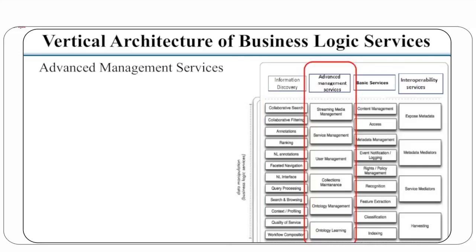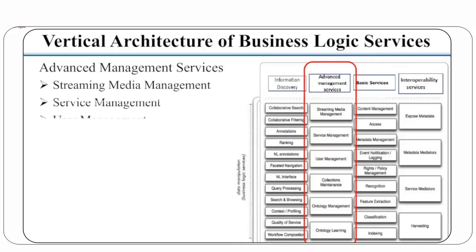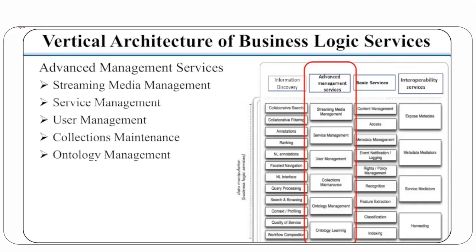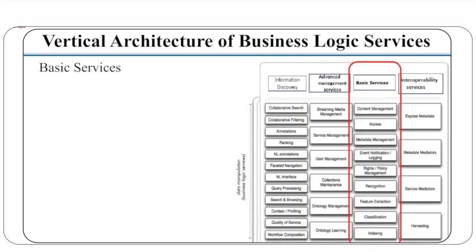Advanced management services are mostly accessible by the librarians and library administrators. They deliver service, user, collection, and streaming media management. Librarians can also manage the set of ontologies deployed in the semantic digital library. They can also invoke ontology learning processes on the corpus of recently added resources.